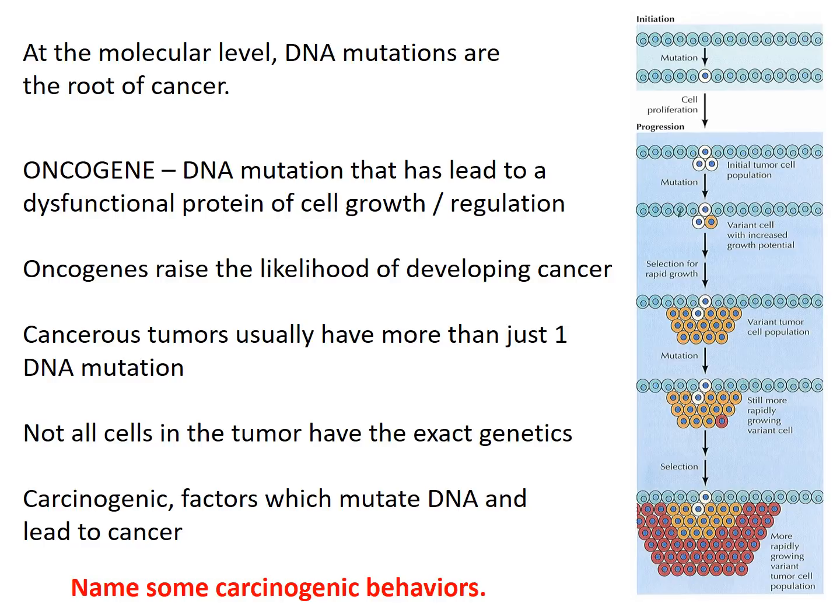Now, oncogenes can happen spontaneously. Oncogenes can occur due to genetics, meaning that we got an oncogene from mom or dad, or oncogenes can develop due to certain carcinogenic behaviors which mutate DNA. So think about that for a second. Think about what types of behaviors an individual can do that will lead to a mutation in DNA which gives them an increased risk of cancer. You should be able to come up with a number of different carcinogenic behaviors.